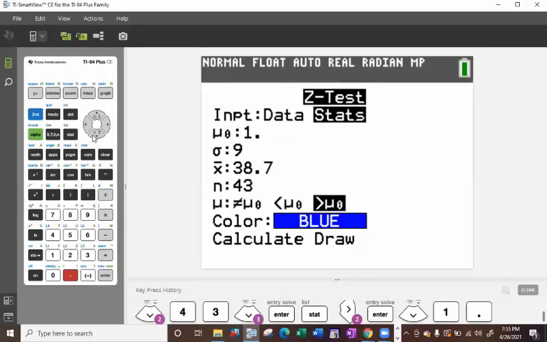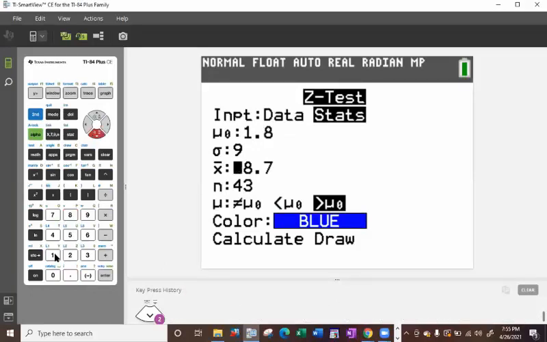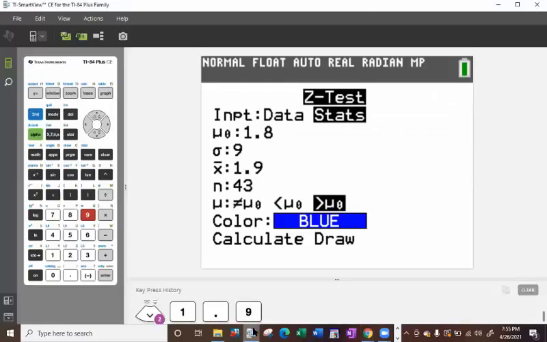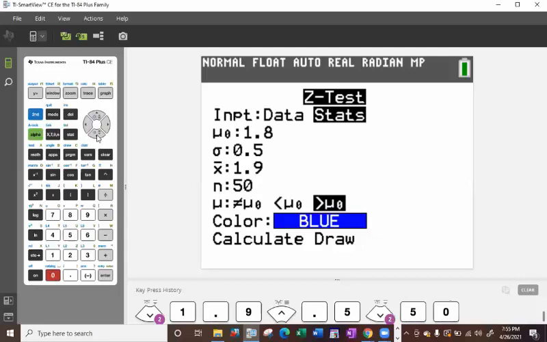I'll go ahead and go down to the means. I know that's 1.9. Now let's get the standard deviation in the end. The sample size N is 50. Standard deviation is 0.5. And this is an equal, not equal test. So we have to select that, two-tailed.